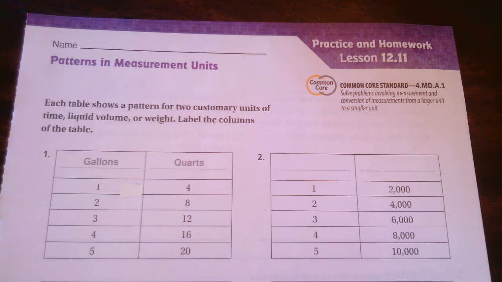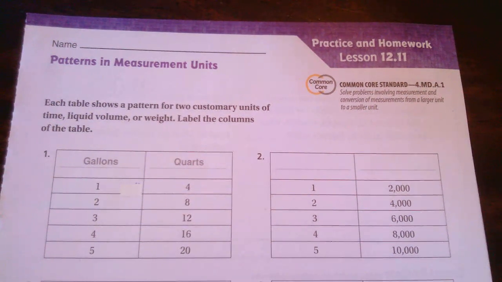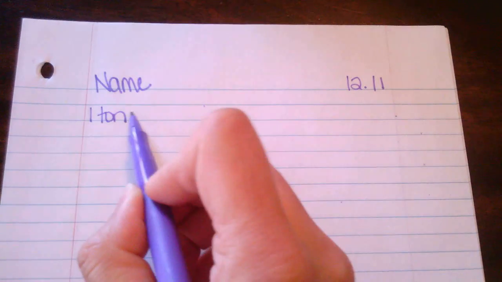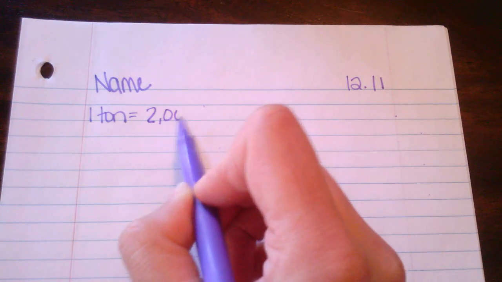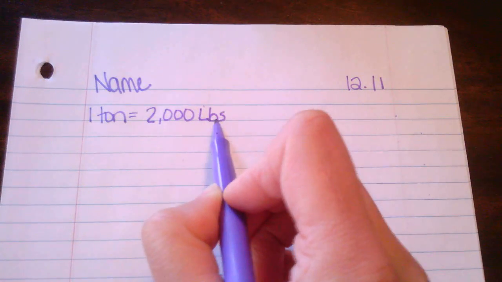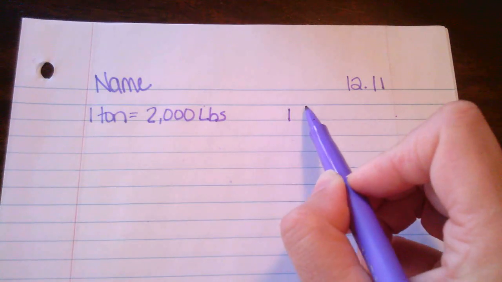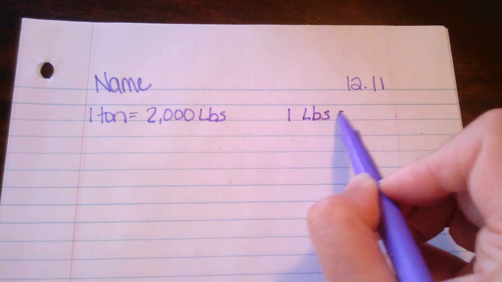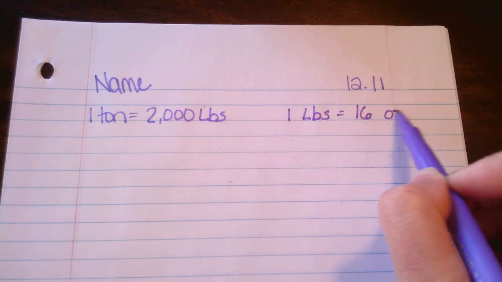Good morning, guys. We are going to be doing 12.11 practice and homework, where we have to do patterns of measurement in customary and metric down at the bottom. With that said, we need to go ahead and write down some conversions so that we can do the rest of the paper. So with our customary, we have 1 ton equals 2,000 pounds. We also have that 1 pound (LBS) is equal to 16 ounces (OZ).